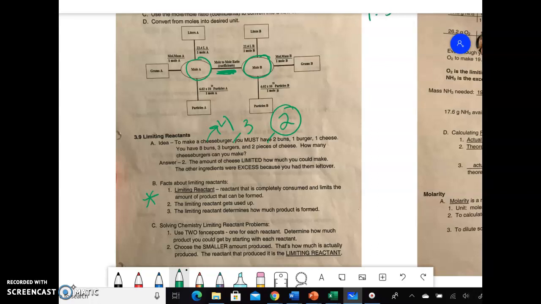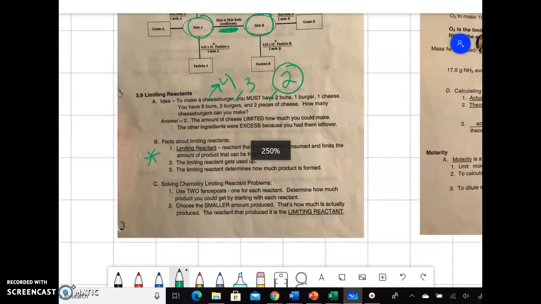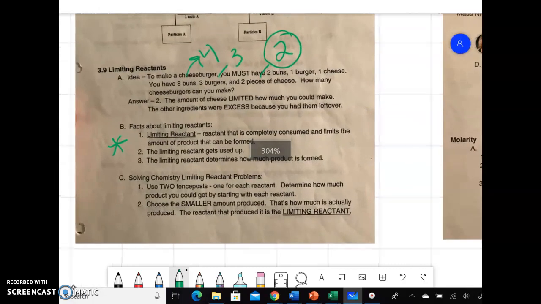So make sure you understand all of those ideas about limiting reactant and not just how to solve it. All right, now let's talk about how to solve it. So the way that you know this is a limiting reactant problem, they usually are not going to say in AP Chemistry, this is a limiting reactant problem.